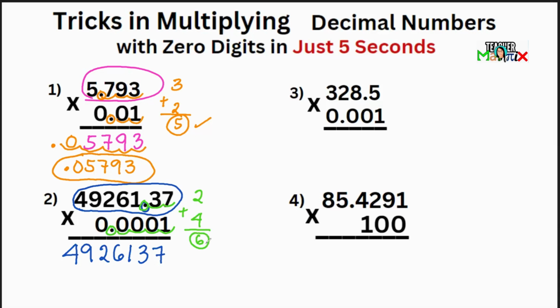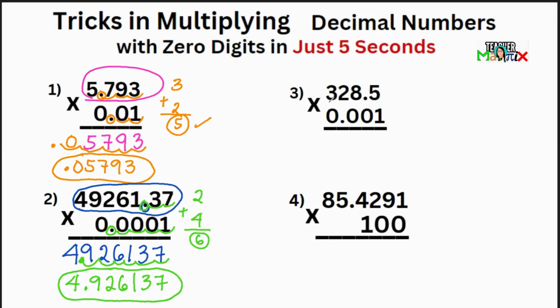Meaning, 6 times tayo mag-move from the right in here. 1, 2, 3, 4, 5, 6. Okay, dito yung dot. Let me rewrite the final answer. 4.926137. Yan yung final answer natin sa number 2. Okay, let's proceed sa number 3.